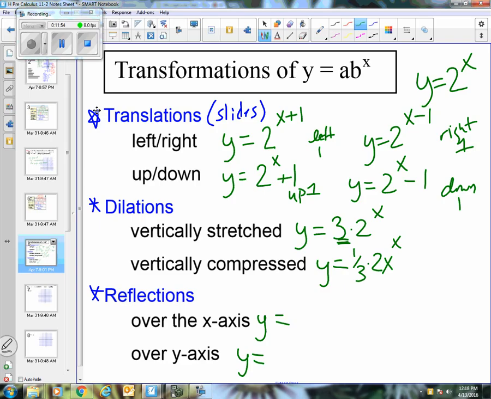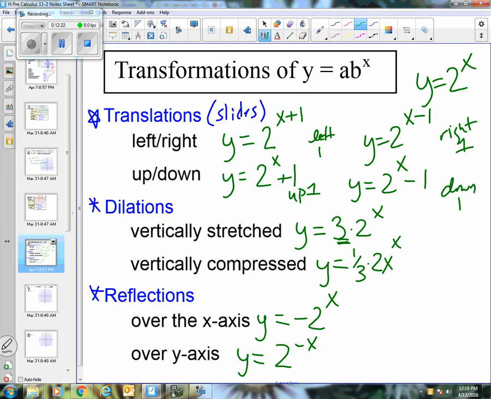Okay. Reflecting over the y and x-axis. Let's do the x-axis first. If you want to flip over the x, the negative sign goes out front. Why is that? Because we take the output of our answer, the 2 to the x, and we take the opposite sign. So that means if it was positive, that y value would become negative, we'd flip over the x-axis. If we want to flip over the y, we already talked about that one today, 2 to the negative x. If I put it in with the x value changes sign, which means you'd be flipping over the y.